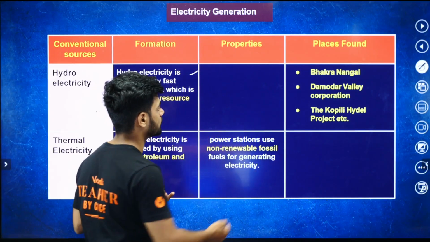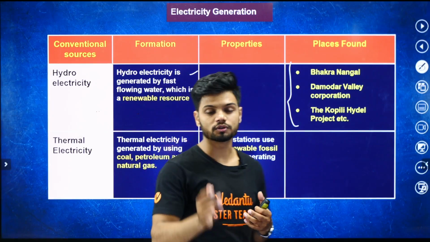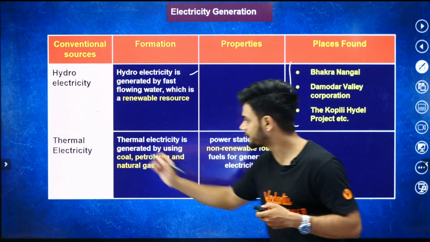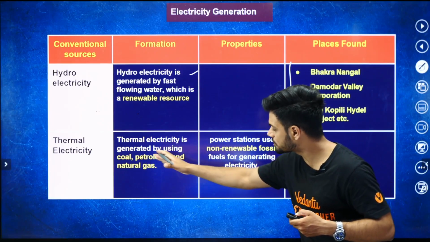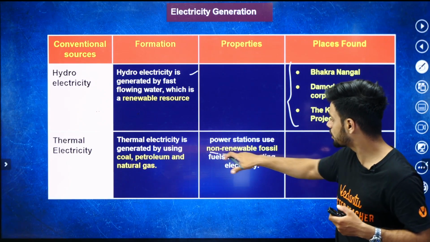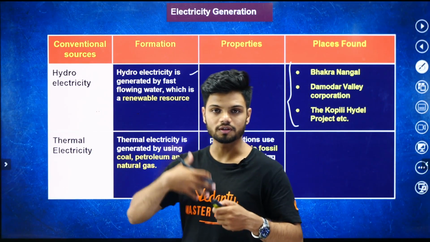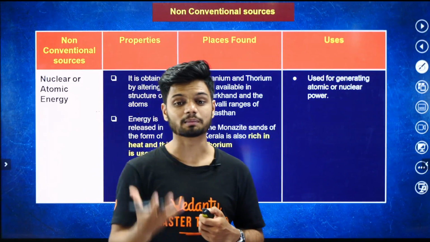Here we have places found. Again, all of them are very important. Next, thermal electricity. Thermal electricity is generated by using coal, petroleum, and natural gas. Power stations use non-renewable fossil fuels for generating electricity. Using non-renewable sources, we get thermal electricity.